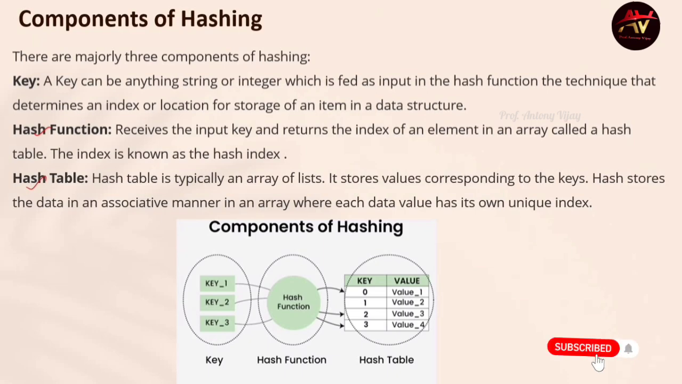Hash table is a combination of various elements in a particular table. It is a form of array of lists. It stores values with the corresponding keys, and stores the data in an associative manner like an array, and each has its own unique index. These are the components of hashing. So keys are there, we apply the keys to the hash function, and finally we store that key in the hash table. This is the general process of hashing.